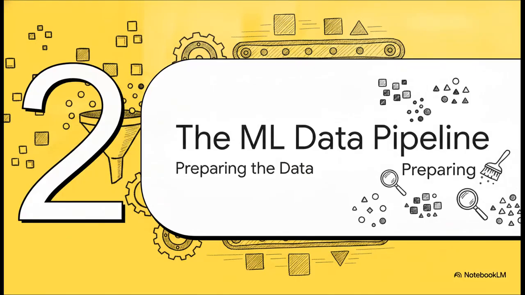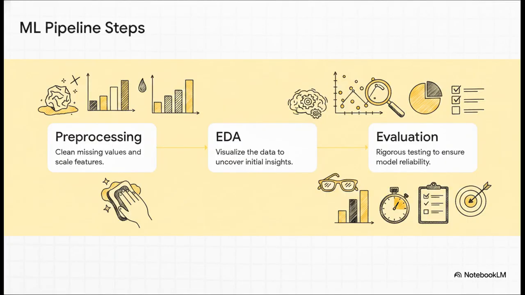Moving on to Section 2, the ML data pipeline. Because before any of that cool learning can happen, we've got to get our data ready to go. This pipeline is truly the unsung hero of machine learning. You literally can't just toss raw data at an algorithm and expect a miracle. Step 1 is data preprocessing, basically cleaning up missing values and scaling features so everything is on a level playing field. Step 2 is exploratory data analysis, where we visualize everything to catch some early insights. And Step 3 is model evaluation. That's where we rigorously test our models to make sure they're actually working. Bottom line, your algorithms are totally useless without clean data and honest, thorough evaluation.